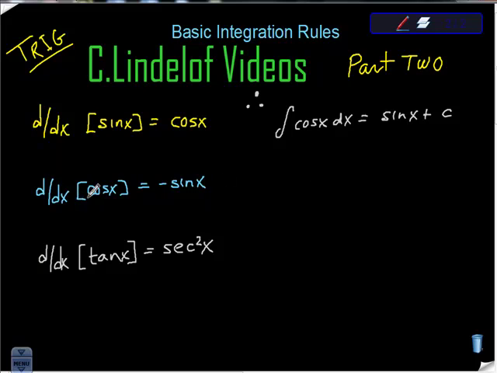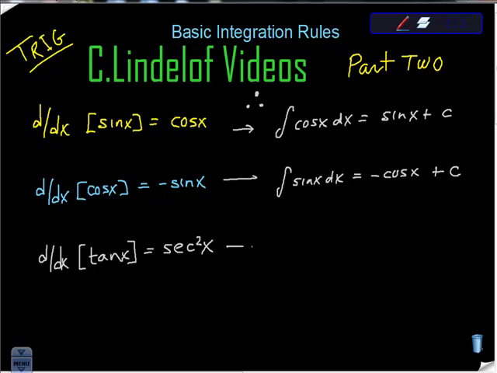Say that d/dx of cosine x is equal to negative sine x, or opposite sine x. Then we could say, well, then this is my therefore sign. Therefore, the indefinite integral of sine x dx is equal to opposite cosine x. Plus c. This is our constant of variation, isn't it?